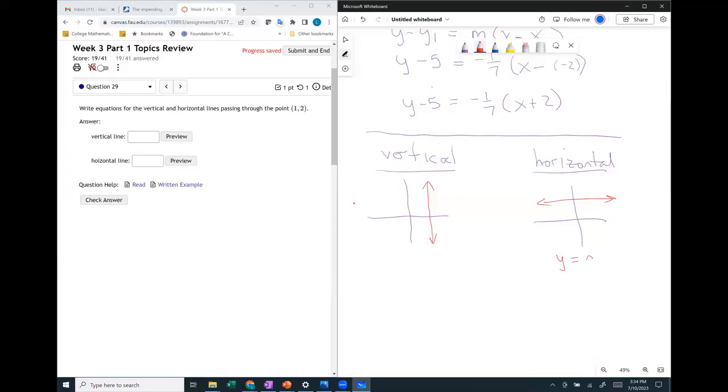I'm just going to say A, where this is A. And here this is x equals B, where it crosses the axis, it's B. And so if I want a vertical line, I want x equals, and it would be 1. Horizontal line is y equals, and it's going to be 2. And that's it.